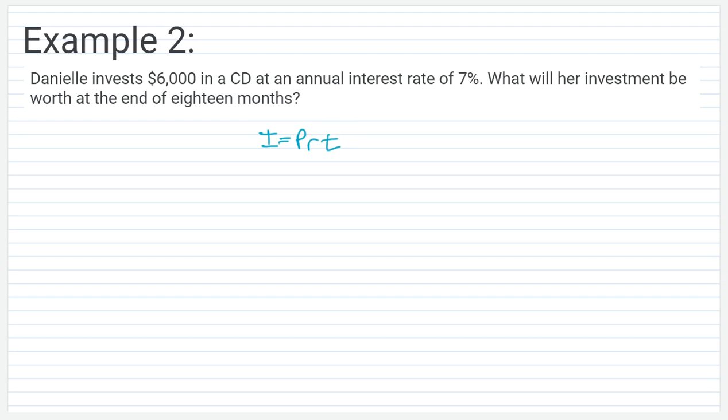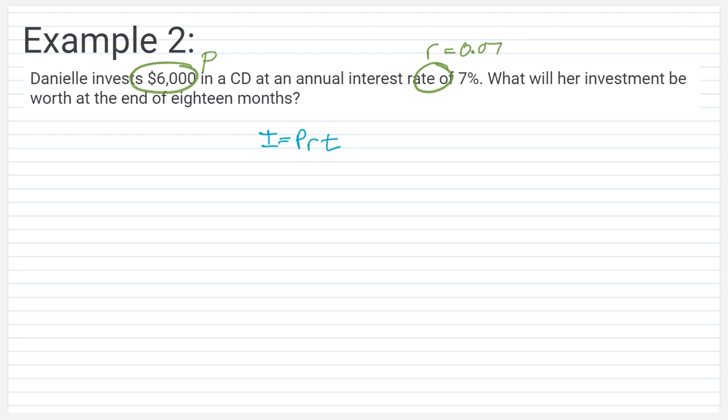Identifying each part to this now, we are investing the $6,000 in a CD. So that is actually going to be, again, our investment. So that is your principal. That's your starting value. So we can identify that as what P is going to be. Our interest rate is 7%. Again, this will be our R value, but as a decimal, this is going to be 7 hundredths. All right, so we have identified the principal, we've identified the rate, and then in the question part, it does say, what is her investment going to be worth at the end of 18 months?